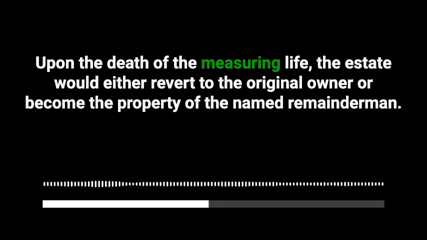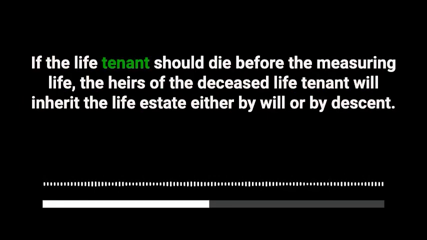Upon the death of the measuring life, the estate would either revert to the original owner or become the property of the named remainderman. If the life tenant should die before the measuring life, the heirs of the deceased life tenant will inherit the life estate either by will or by descent.